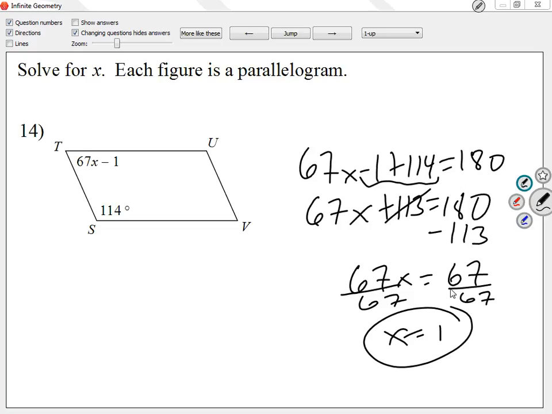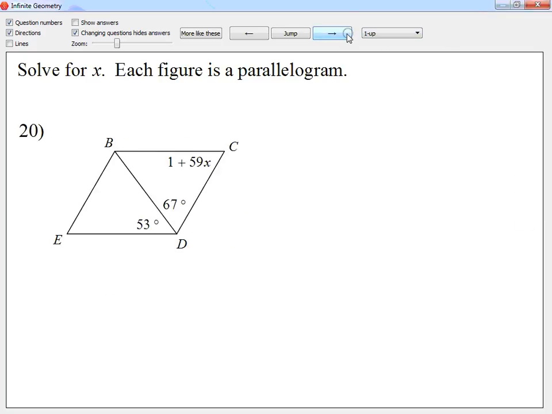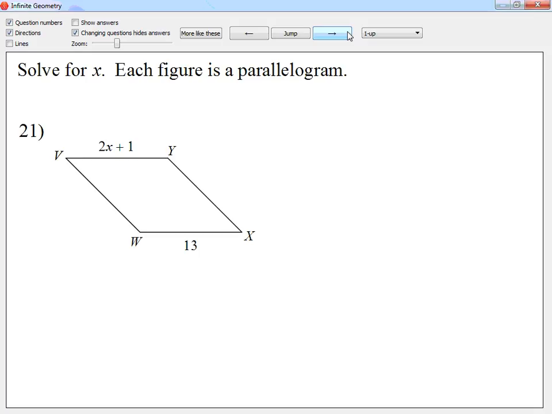All right, anything up until number 20? No? The quiz for tomorrow looks very, very alike. So make sure you guys know how to do this.